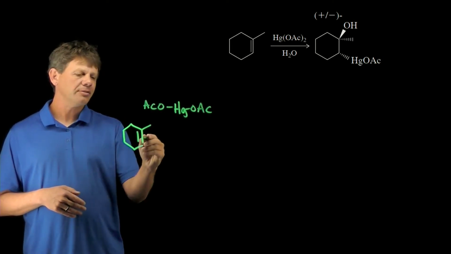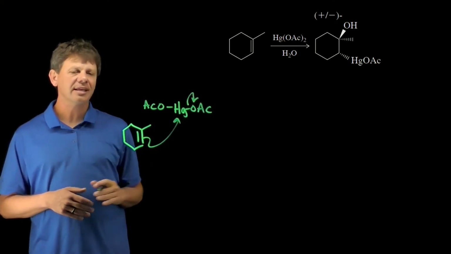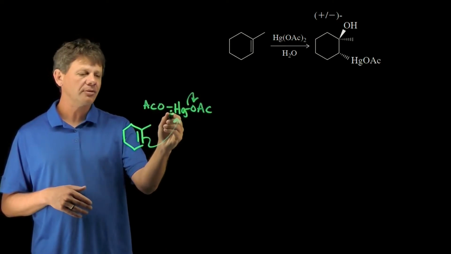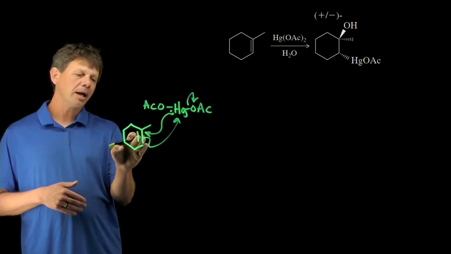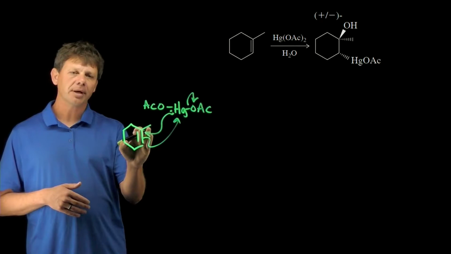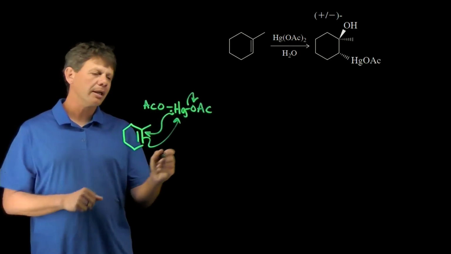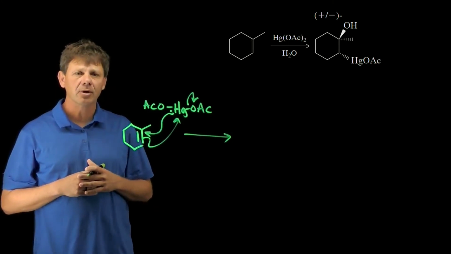When that happens, we're going to kick out the good leaving group of acetate, but at the same time, we know that the mercury has d electrons that it can donate back to this carbon here. As these pi electrons here are moving out to attack the mercury, we're developing a partial positive charge that gets attacked immediately. Now, this is a planar alkene, so the question asks us to also justify the stereochemical outcome.